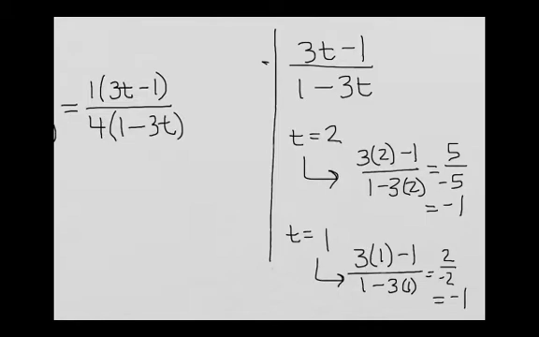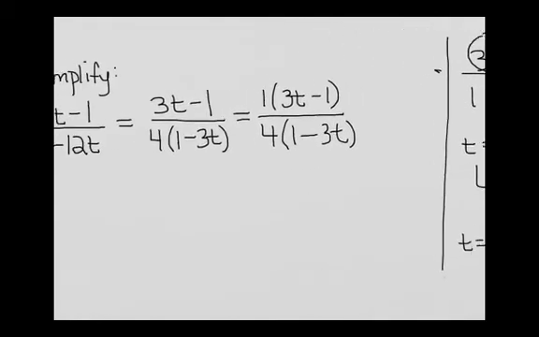And you can imagine no matter what value we put in for t, we're always going to get something minus 1 in the numerator and 1 minus that same thing in the denominator. And so what we'll end up with is a number in the numerator and its opposite in the denominator. And so no matter what, this expression always reduces to negative 1.